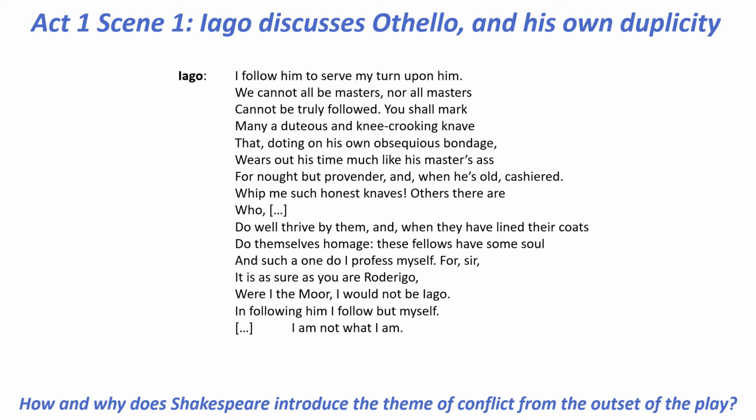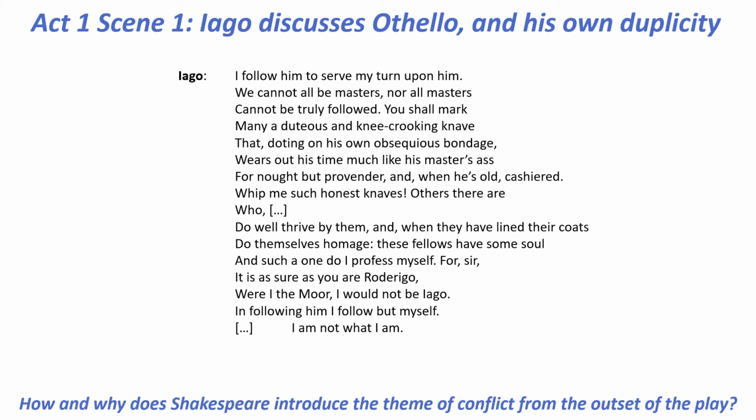And Iago here talks about many a duteous and knee-crooking knave. Now, knee-crooking means someone who's going to kneel down before his king or his queen or his leader or whatever. And knave is just a reference to a man, a servant. So these people who kneel down before their leaders are obsequious, and obsequious basically means sucking up to someone. So these obsequious people follow their leaders, and then at the end of it, they are given their provender, their food, so they're provided for when they serve their leader, but when they're too old, they're kind of gotten rid of. And Iago says he doesn't want that to happen to him.